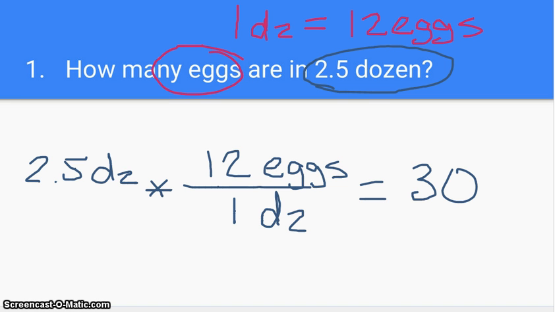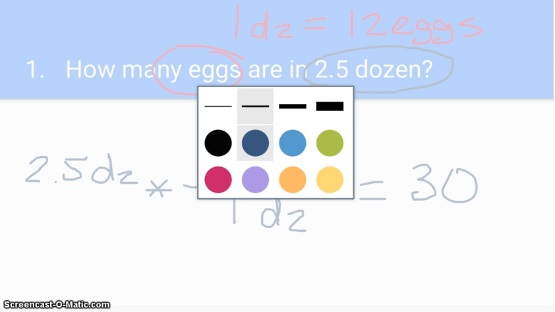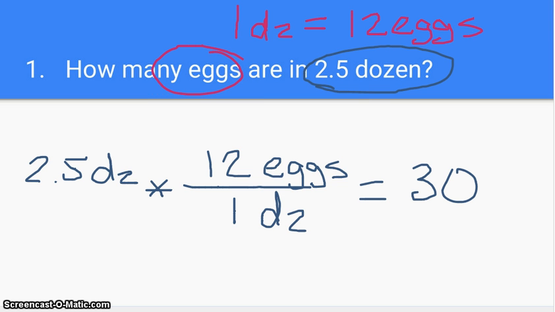All right, now the next step is you've got to make sure that your units cancel out so you get to the right thing. So we want to figure out how many eggs. The way we do that is we look at our problem here, and since dozens is on the top of our fraction over here and on the bottom there, it's like saying x over x if you were in algebra. X over x cancels out. Dozens over dozens cancels out. So what we're going to be left with are 30 eggs.